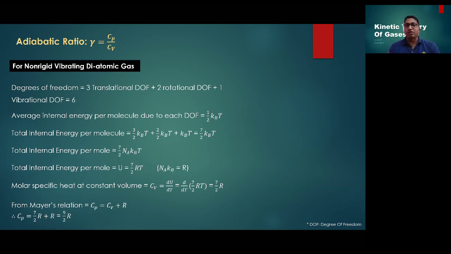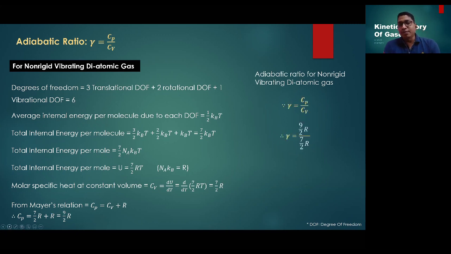Again, we have to find out the CV and CP values. So CV is nothing but the derivative of internal energy U. So that will become 7 by 2 R. And on adding further R, CP will become 9 by 2 R. Okay. So once we have the values of CP and CV, the terms become very simple to calculate your adiabatic ratio. So your gamma will become 9 by 2R upon 7 by 2R, and that equals 9 by 7. Okay, simple.